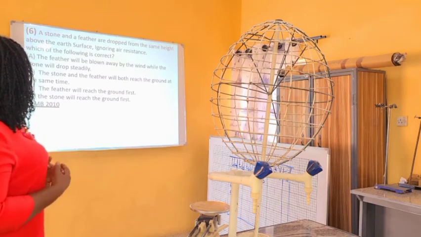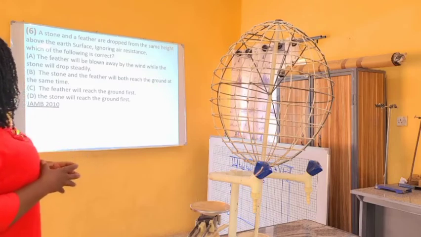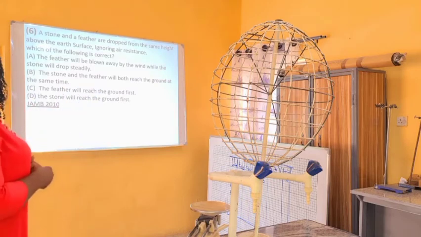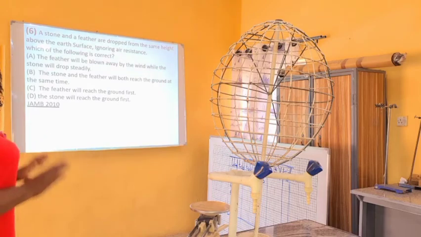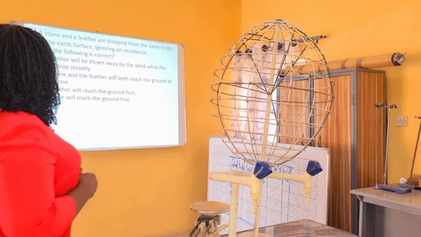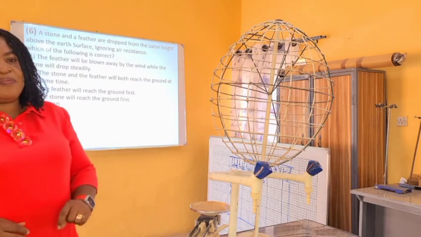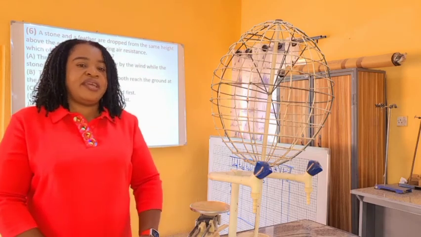Let me repeat the question again. A stone and a feather are dropped from the same height above the earth's surface, ignoring air resistance. Which of the following is correct? A. The feather will be blown away by the wind, while the stone will drop steadily. No. B. The stone and the feather will both reach the ground at the same time. Correct. C. The feather will reach the ground first. No. D. The stone will reach the ground first. No. The correct option here is option B. The two of them will reach the ground at the same time because there is no air resistance.